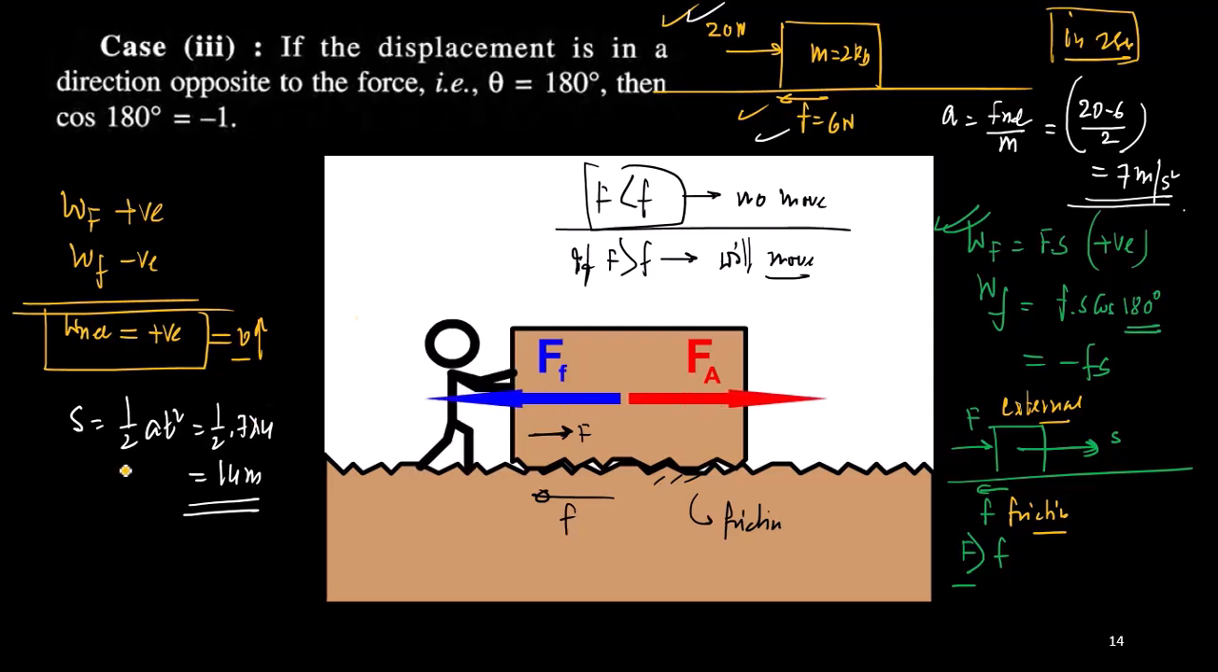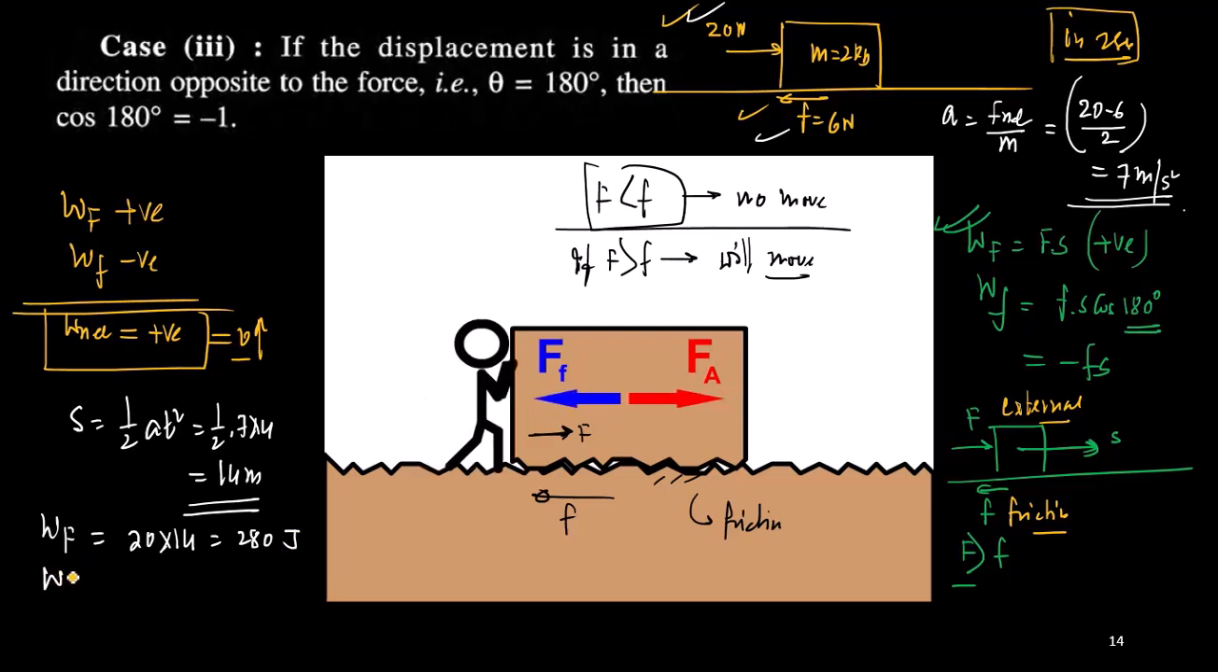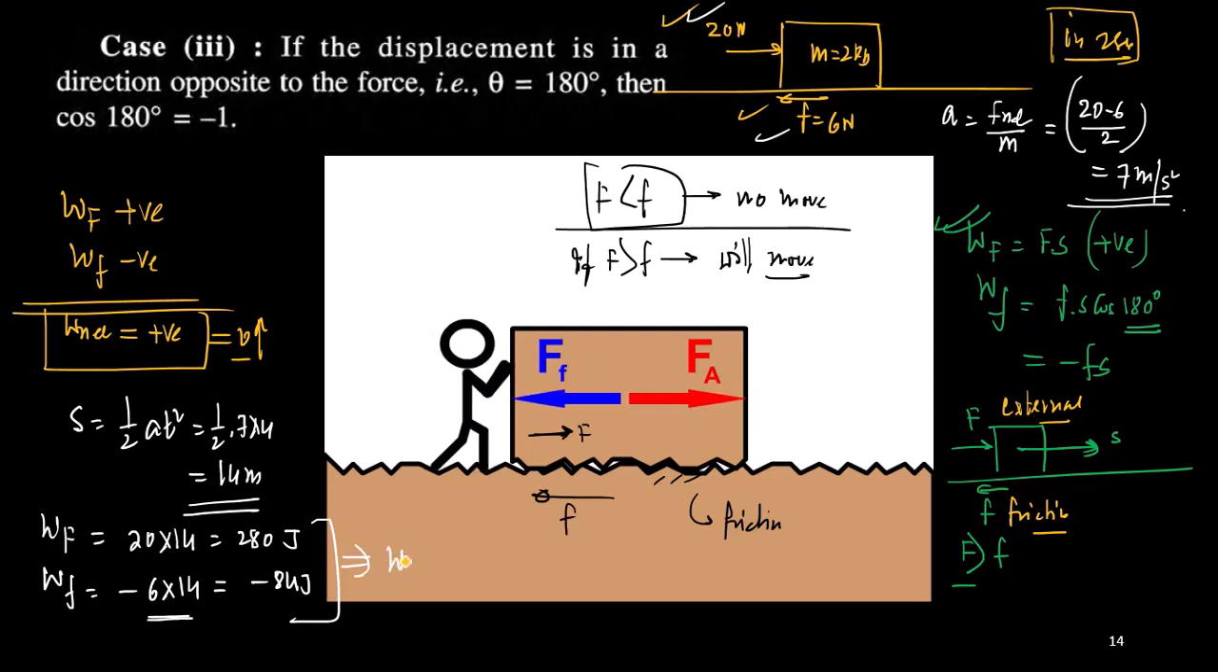Now we can calculate the work done by capital F. Work done by capital F is 20 into 14, positive 280 joule. And work done by small f is equal to minus 6 into 14. Why minus 6? Because the friction is acting in the opposite direction. That is minus 84 joule. Once we add these two numbers, the net work is 280 minus 84, that means 196 joule. This is the net work done by the forces, 20 Newton and the friction.